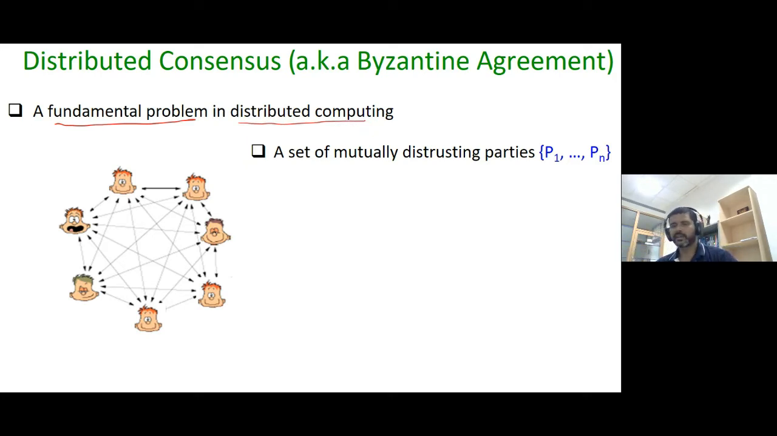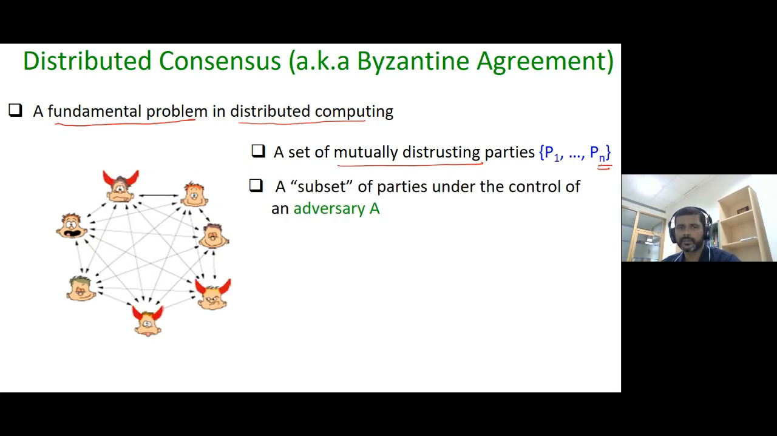So what's the problem setting here? We have a set of mutually distrusting parties, say n parties, and they are mutually distrusting. That means they are not on talking terms with each other. They do not trust each other, right? And they are not willing to let their respective data be made available to others.